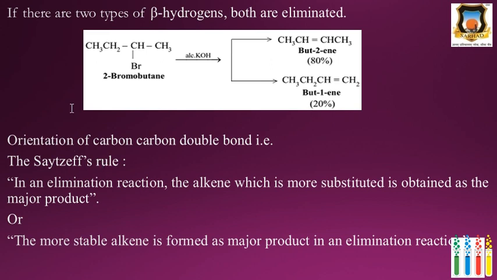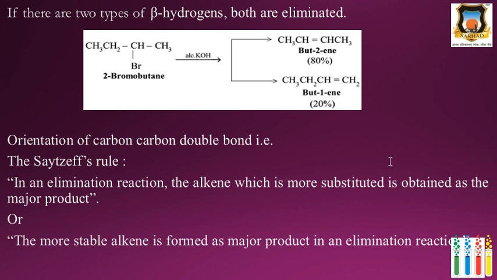And the statement for Saytzeff's rule: in an elimination reaction, the alkene which is more substituted is obtained as a major product. Or the second statement is that the more stable alkene is formed as a major product in the elimination reaction. According to the first statement, in the elimination reaction, the alkene which is more substituted. Here 2-butene is disubstituted, CH3 and CH3. In 1-butene it is monosubstituted, because there is only one substituent, that is ethyl.